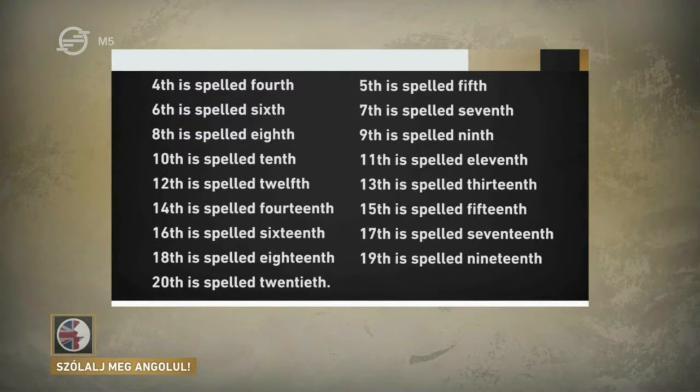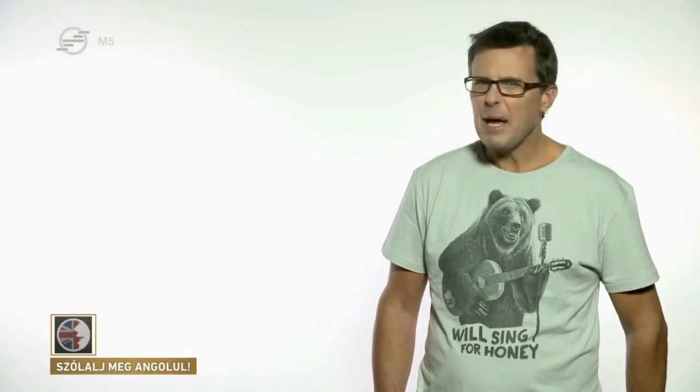We just take the number and add th. 6th, 7th, 8th, 9th, 10th, 11th. Okay, we have to be careful with 9th because we drop the E from 9 before we add the th. 12th is also a bit tricky. The spelling's not so simple, but the rest of the numbers are very easy. Take the cardinal number and add th.